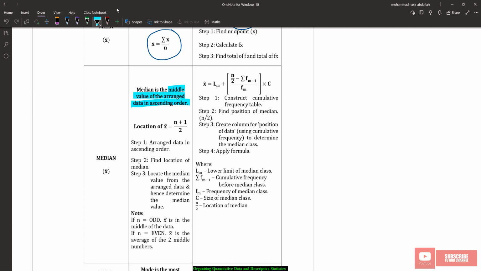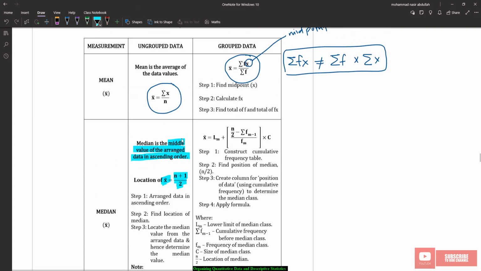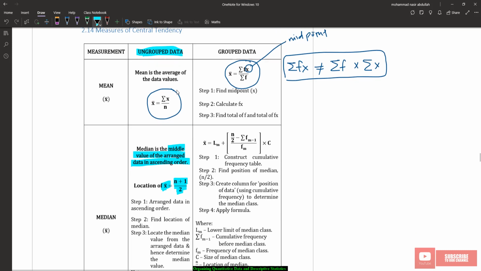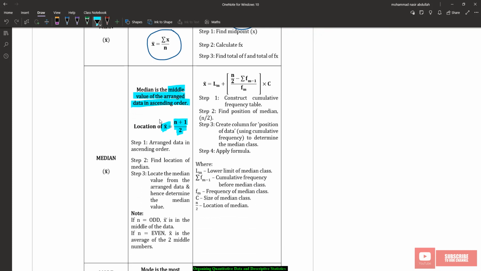First, we need to find the location of median. To find the location of median, use this formula, n plus 1 divided by 2. Remember, the first column here is for ungrouped data. What I explain now is for ungrouped data. There are 3 steps in finding median for ungrouped data. Let's say we have 10, 20, 25, 30, 35, and 40. This is the arranged data, from the lowest value to the highest value.